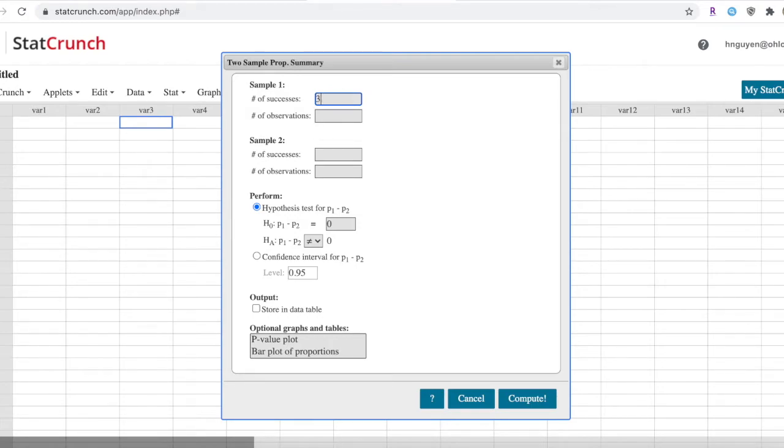X1 is 37. N1 is 43. X2, 76. N2, 92. Select the hypothesis test for P1 minus P2. H0, P1 minus P2 equals 0. HA, P1 minus P2 not equal 0. Compute.